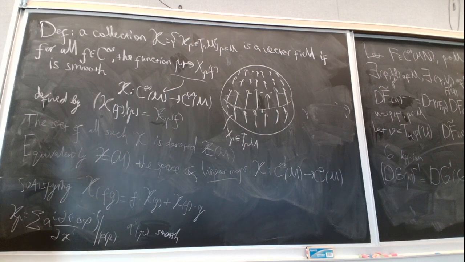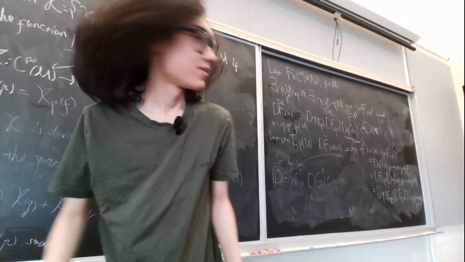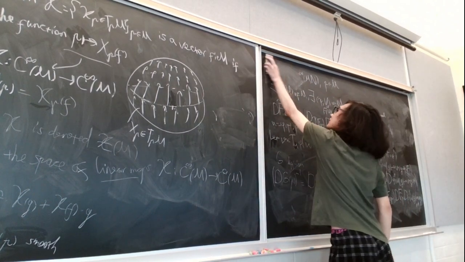In the last 5 minutes, let's just quickly define flow. Oh my God. Okay, fine. Forget about the complete vector fields. Well, whatever. Just define flow. All right. I'm going to erase this. Okay.